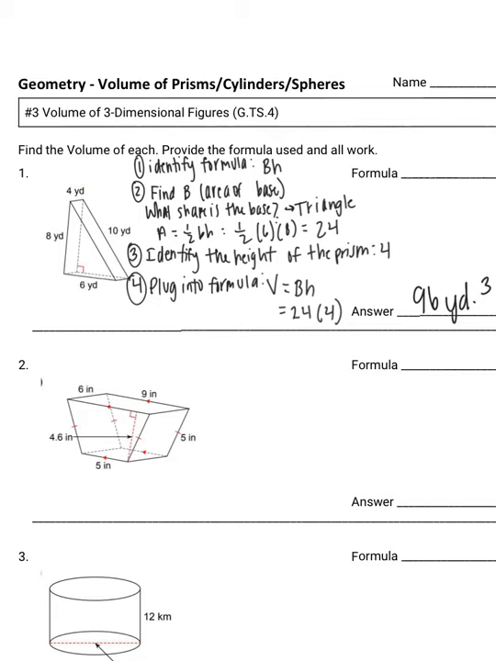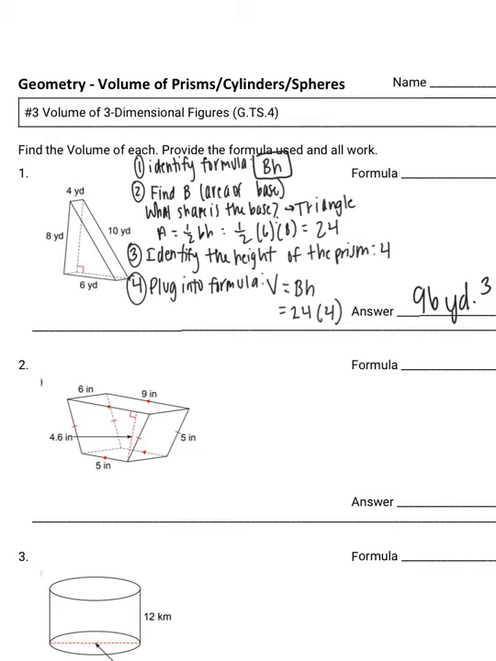So step one, you're just going to identify your formula. That's either going to be the area of the base times the height, which is the one that I identified here, or big B h. Or if you're dealing with a sphere, then you're going to have a different formula. Remember, that's the one where you're going to have 4/3 pi r cubed.